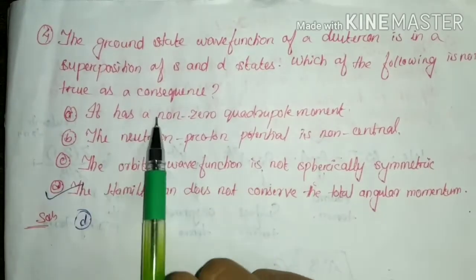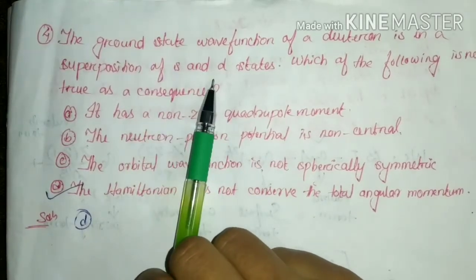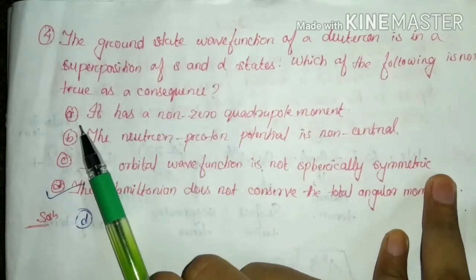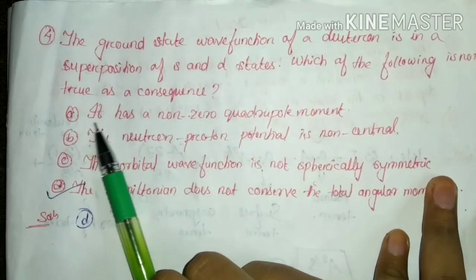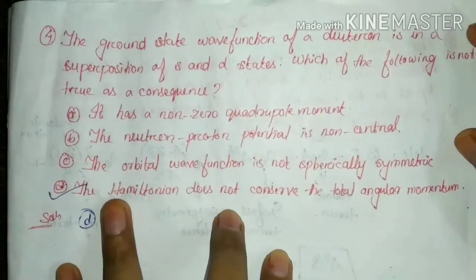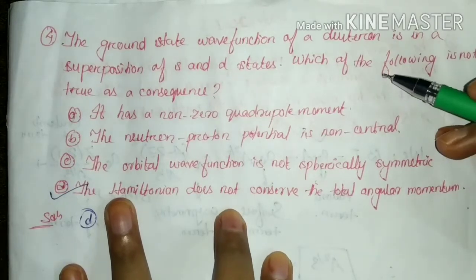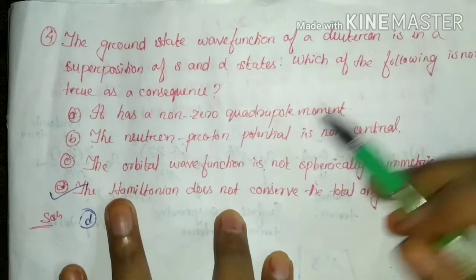The next question is: the ground state wave function of a deuteron is in a superposition of S and D states. Which of the following is not true as a consequence? Out of the 4, we have to get the statement which is not true as a consequence, when the ground state wave function of the deuteron is in a superposition of S and D states.